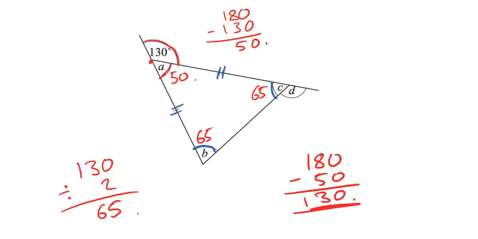Finally, we can think about D. And again, this time we've got that C and D add up to 180. They're around this point. So if I've already used 65, then if I do 180, take away 65, we're going to have our answer. That's going to be 115. I hope that helps you to answer some questions about triangles, and I'm sure you can do the exercise now.